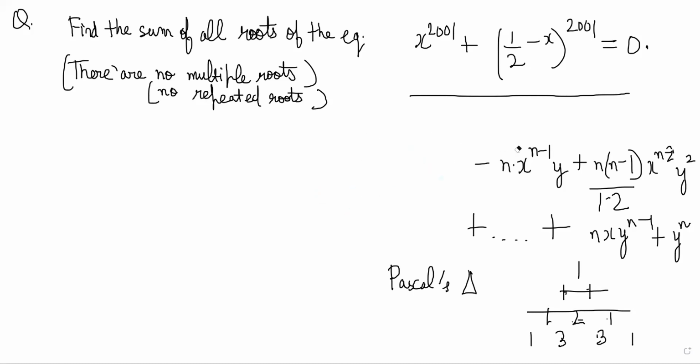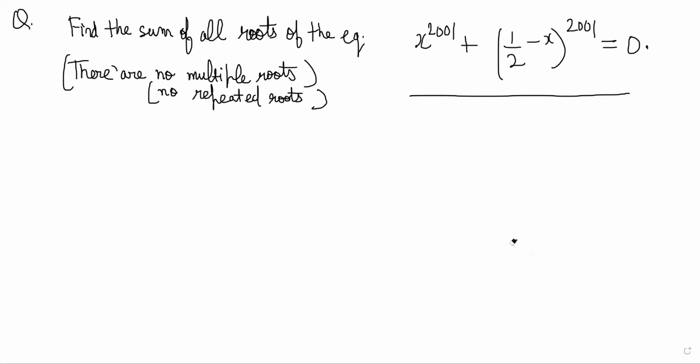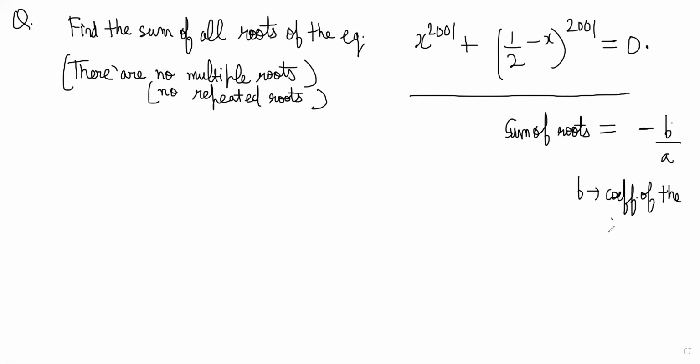So use that to try and get the full polynomial. Once you get a sense of the polynomial, you can use Vieta's relation to find the sum of the roots, right? What is Vieta's relation for sum of roots? Sum of roots is minus b by a, where b is the coefficient of the second term of the polynomial, the term with power x power 2000. And a is the coefficient of the first term.